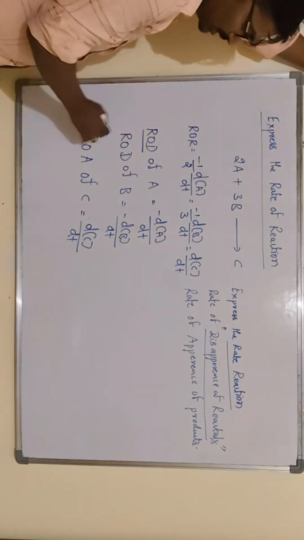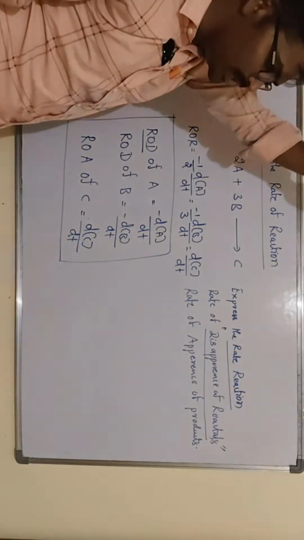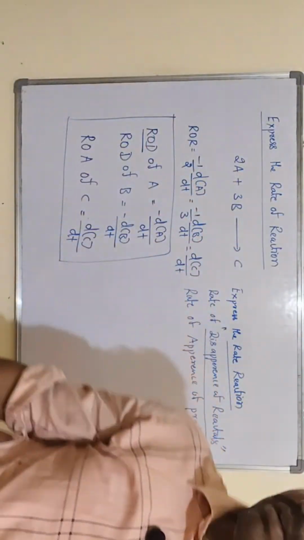Understand my dear students? So this is the rate of disappearance of A, then disappearance of B, then appearance of C. So you have to represent it like this.